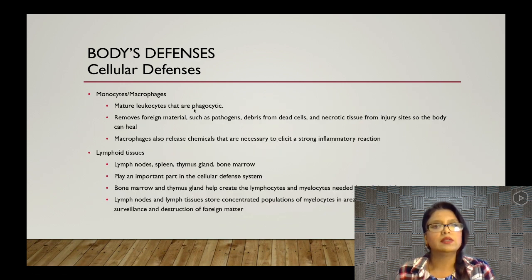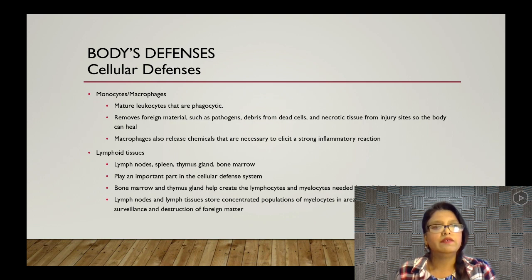Okay. Monocytes are macrophages. Again, what is phagocytosis? Eating a small cell. So they will just eat them up, and they will engulf them, and then they will destroy them. Remove the foreign materials such as pathogens, debris from dead cells, and necrotic tissues from injury sites to the body. So they're eating those foreign materials or foreign pathogens. Macrophages also release chemicals that are necessary to elicit a strong inflammatory reaction.